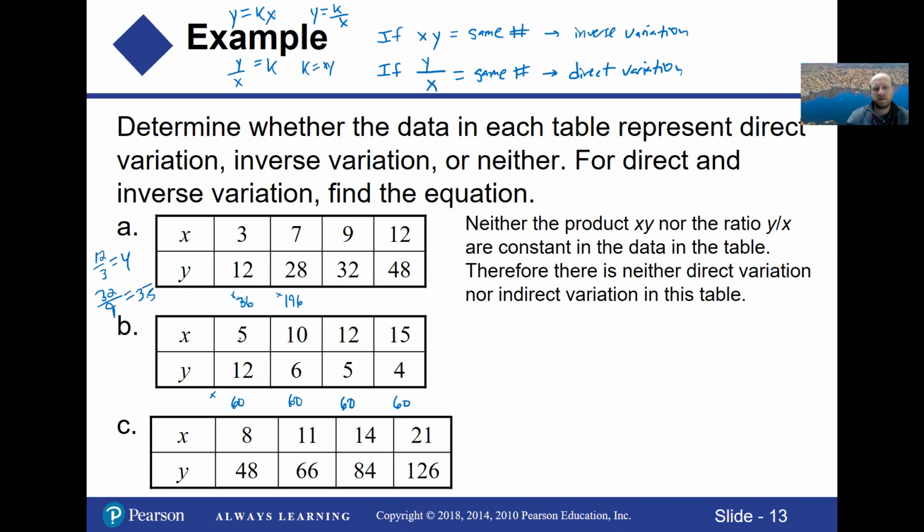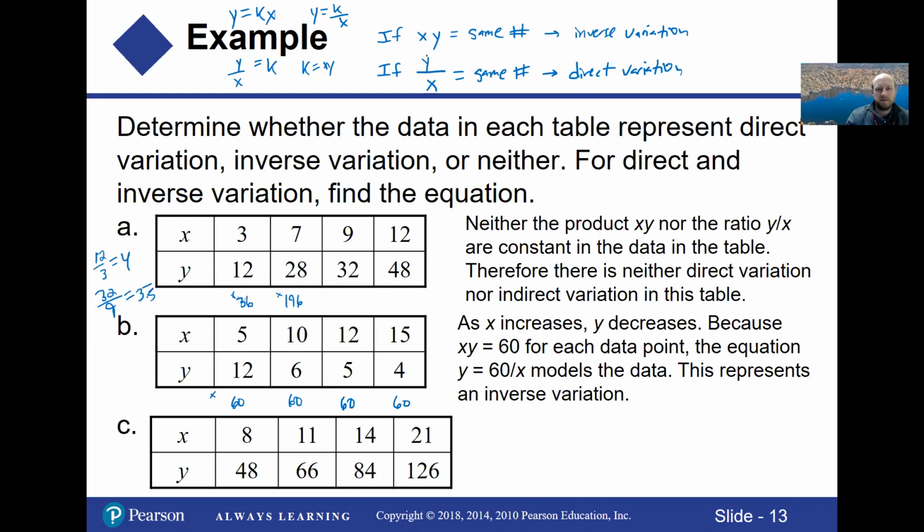Now, if I would divide, 12 divided by 5 is 2.4. What's 6 divided by 10? That's 0.6. So we can see that when we divide the y values by the x values, they're not the same. So this one is going to be inverse variation because all of the x's times the y's gave you the same number. They gave you 60. This one, let's take the x's times the y's. 8 times 48 is 384. What's 11 times 66? Well, it's 726. So it's not inverse variation, but let's see if it's direct variation.